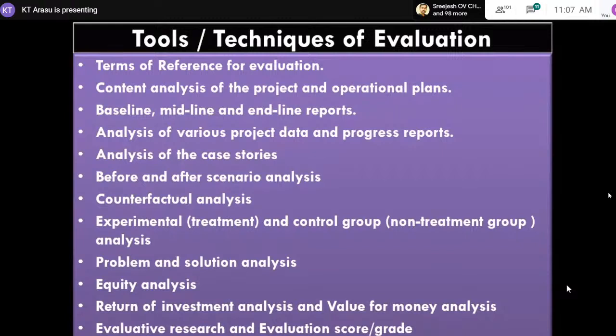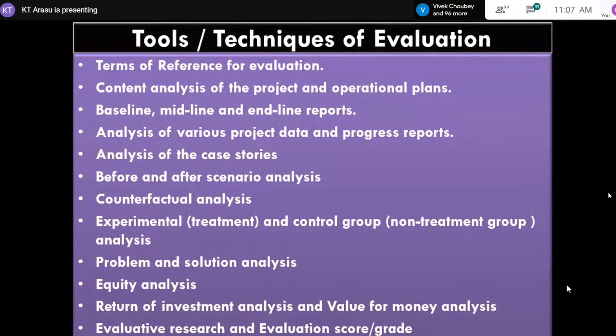Scenario analysis. This is very relevant, especially in the case of design thinking. You have to start with the before and after scenario. What was the beneficial scenario at the beginning stage, then at the end of the stage? Most evaluators never go back to the beginning stage. Only if you know the beginning of the journey can you understand the changes that have taken place. That is scenario analysis.